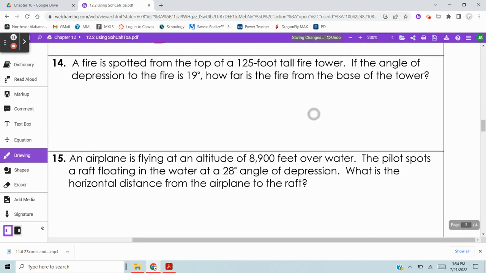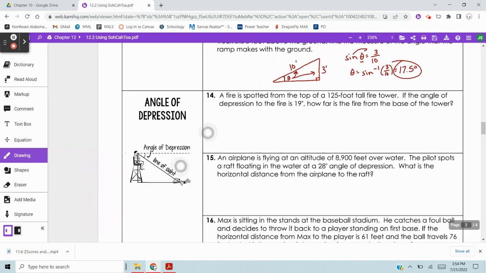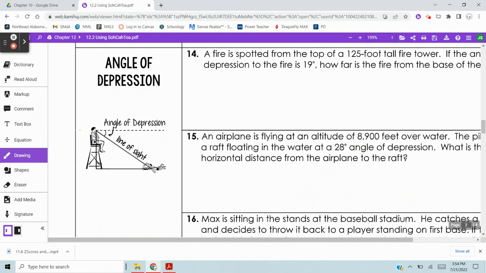Number 14, a fire is spotted on top of a 125-foot tall tower if the angle of depression. Now, in these problems, before we go any further, let's talk about what we mean by angle of depression.